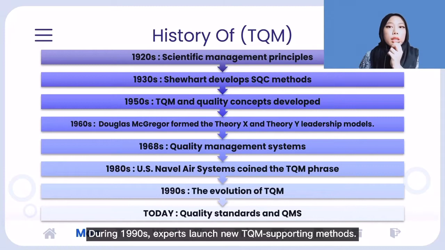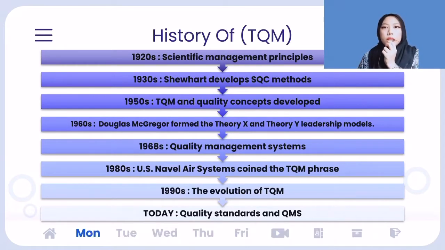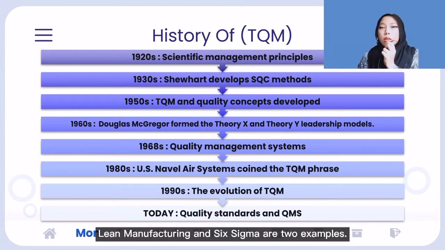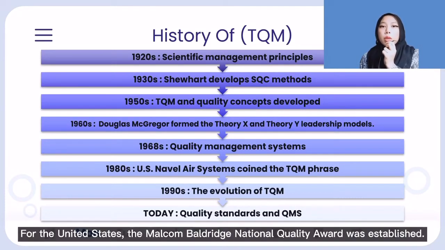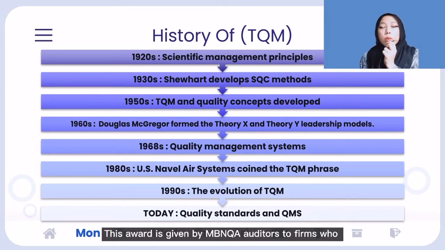During the 1990s, experts launched new TQM supporting methods. Lean manufacturing and Six Sigma are two examples. Organizations can now obtain ISO 9001 certification. For the United States, the Malcolm Baldrige National Quality Award was established. This award is given by MBNQA auditors to firms who demonstrate the best quality management techniques.